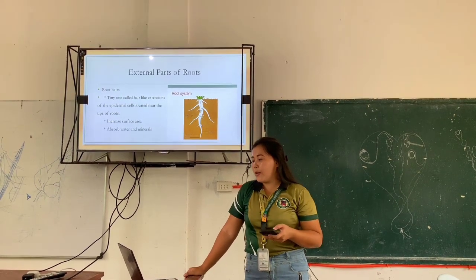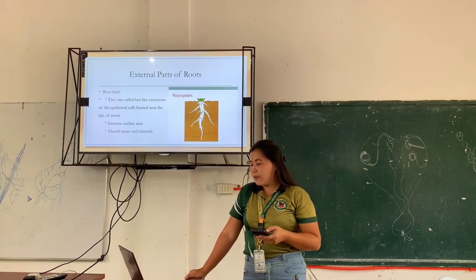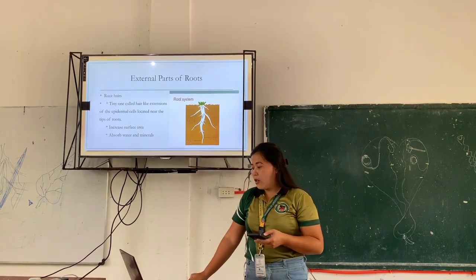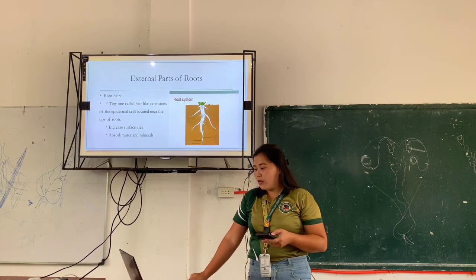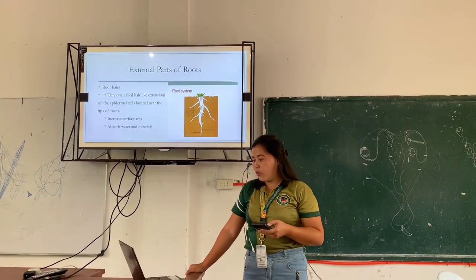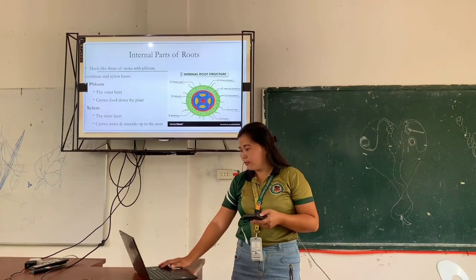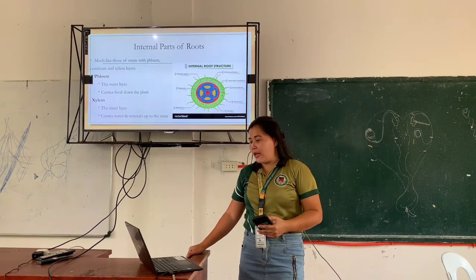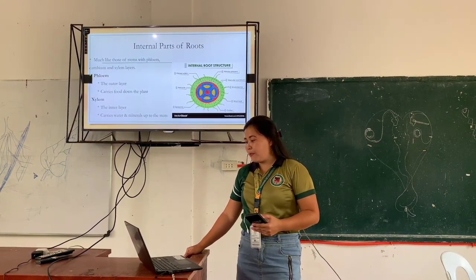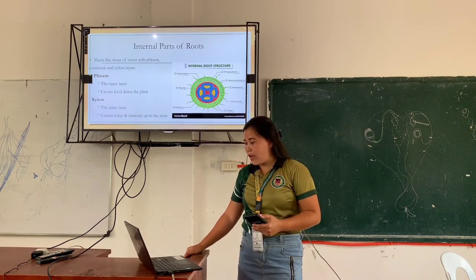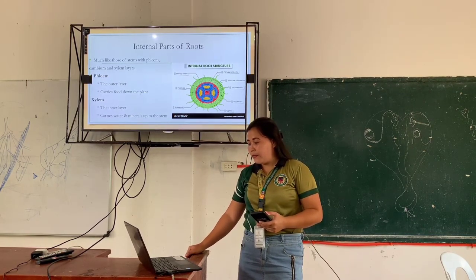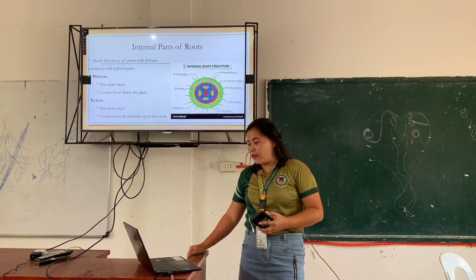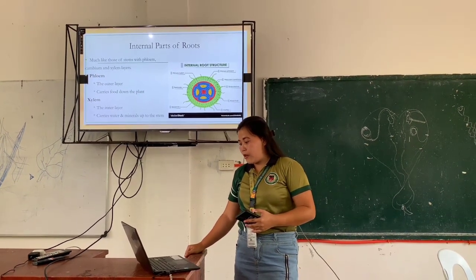Then the external parts of roots are the root hairs, tiny hair-like extensions of the epidermal cells located near the tips of roots. They increase surface area and absorb water and minerals. Then the internal parts of roots, much like those of stems, are the phloem, cambium and xylem layers. The phloem, the outer layer, carries food down the plant. The xylem, the inner layer, carries water and minerals up to the stem.